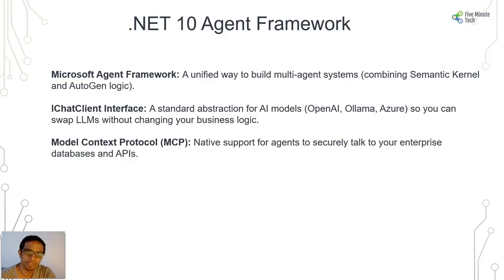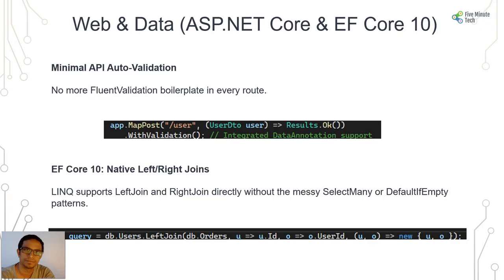Now next is the .NET 10 agent framework. There is a lot of work going on in the AI agent side. So the Microsoft Agent Framework is a unified way of building multi-agent systems, with Semantic Kernel and AutoGen logic, the IChatClient interface, a standard abstraction for AI models like OpenAI, Ollama and Azure. So we can swap LLMs without changing business logic. And then the MCP, the Model Context Protocol, native support for agents to securely talk to the enterprise database and APIs. These are some of the changes which are happening in .NET 10.